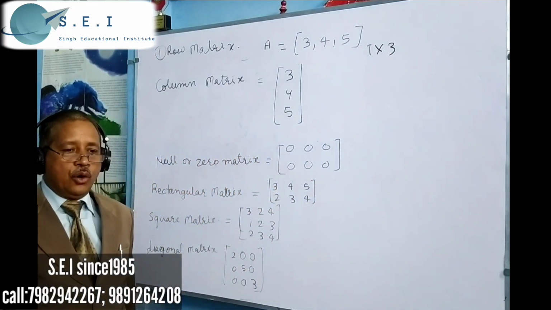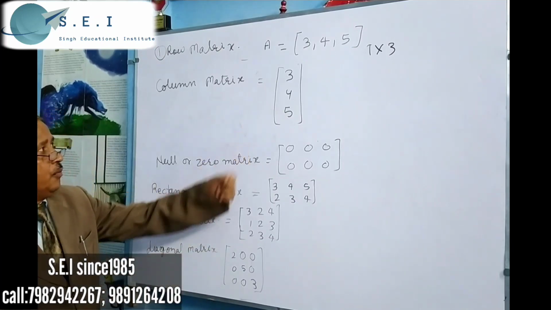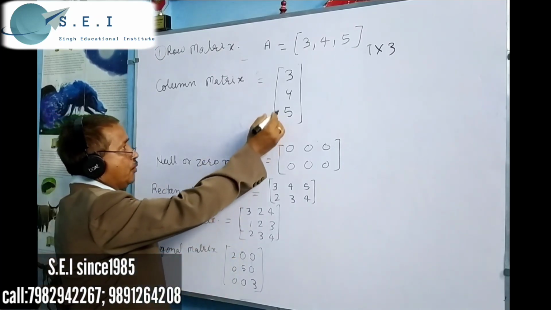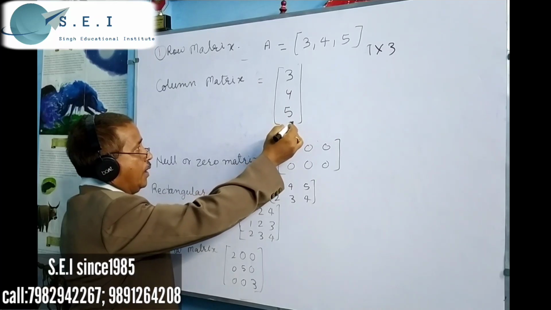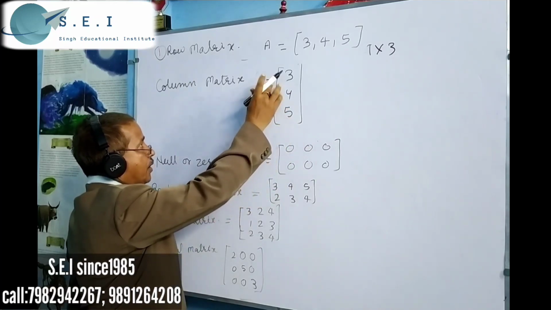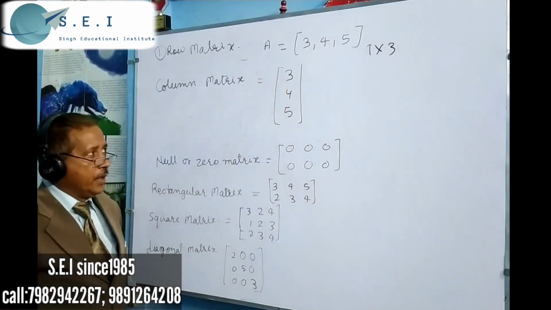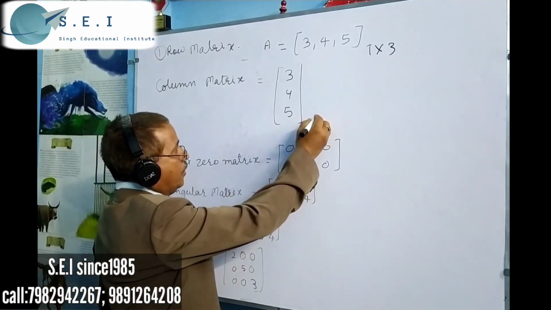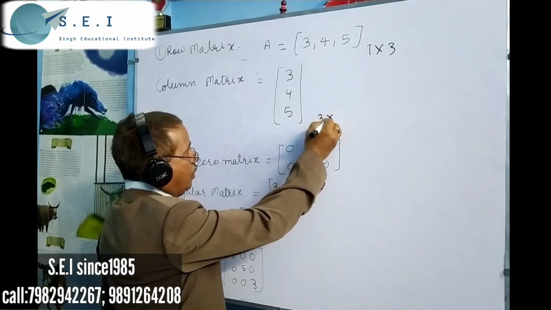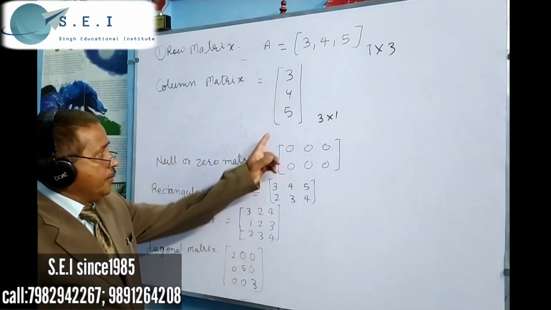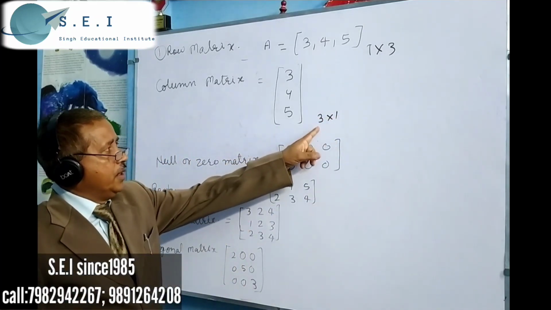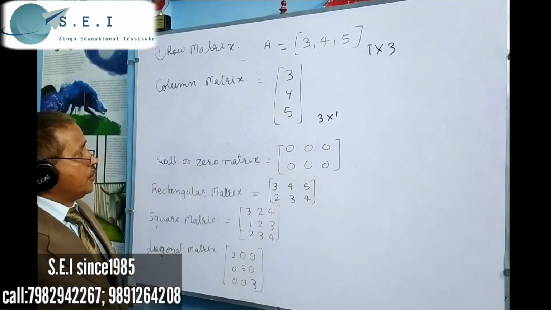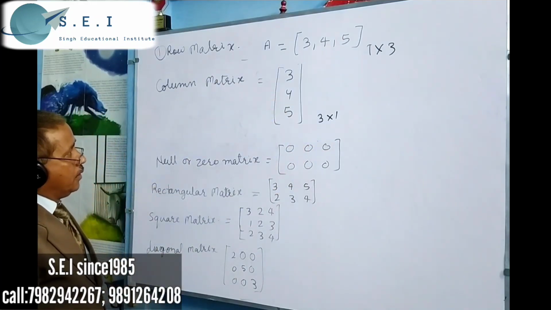Next is column matrix. A matrix having only one column and many rows is called a column matrix. The order of this matrix is 3 cross 1, or 3 by 1. It means 3 rows and 1 column.